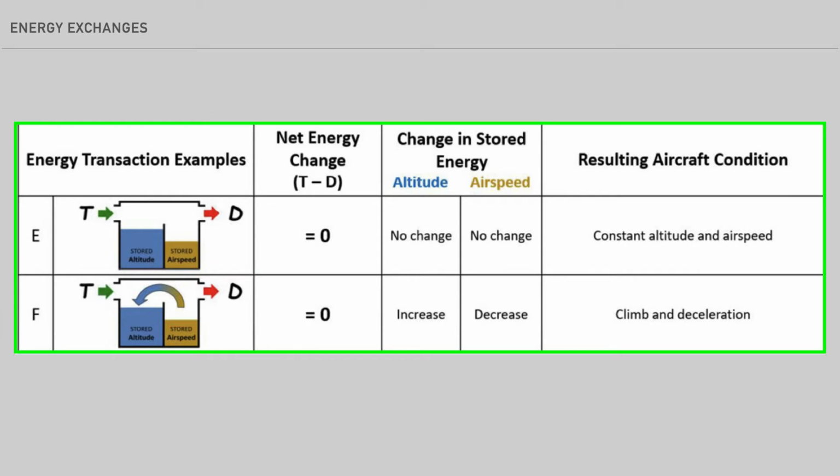In the final two examples, thrust and drag are equal. The pilot can maintain level flight at a constant airspeed, or if they wanted, they could climb at a reduced airspeed. A third option not shown is to descend at an increased airspeed. In all three instances, there is no net change of total energy, only redistribution between potential and kinetic energy.